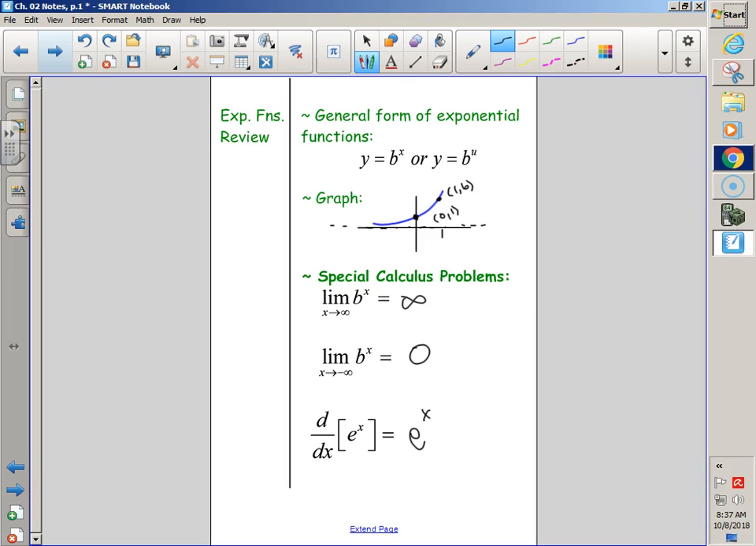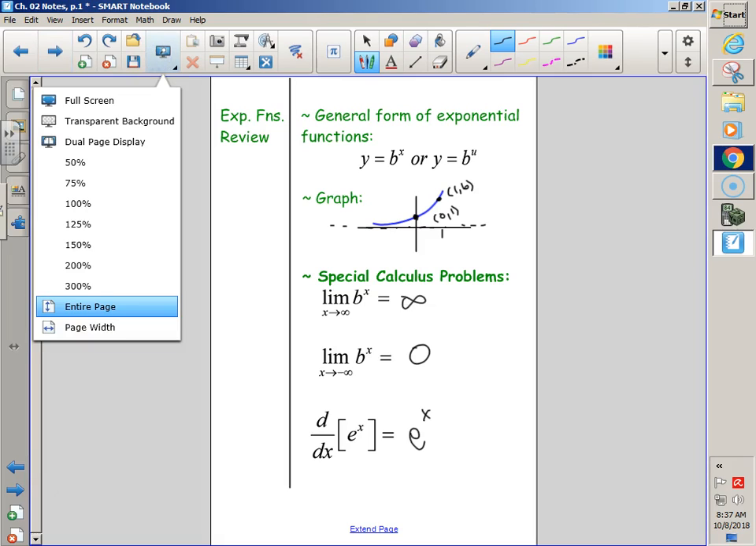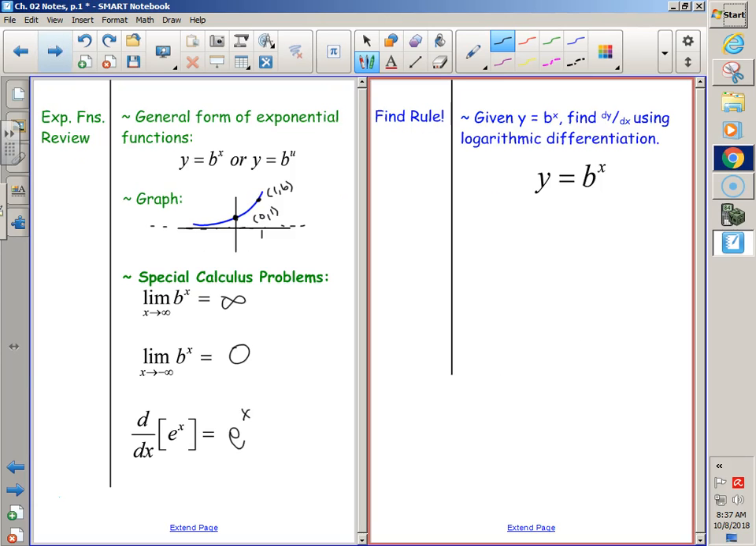But the problem is, just like with logs, e to the x is not the only exponential function. Ah, bummer. So what do we do if we're given b to the x? Well, here's the crazy thing. I'm going to kind of have to cheat and show you the implicit differentiation to make this possible. But the nice thing is you're not necessarily required to do implicit yet.